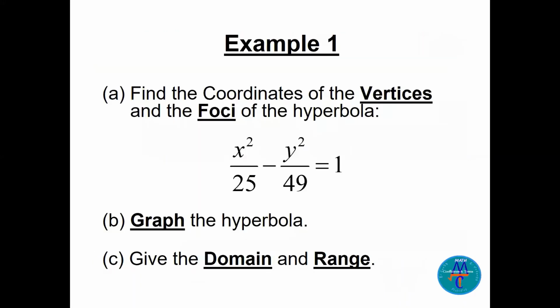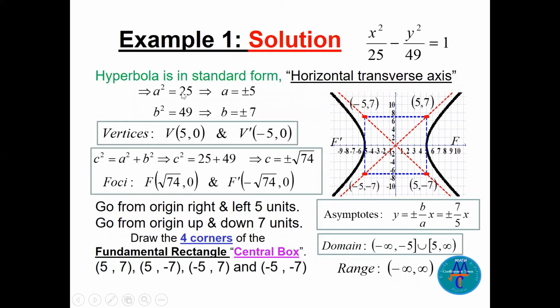Let's see a nice easy example first. Part A: find the coordinates of the vertices and the foci of the hyperbola x squared over 25 minus y squared over 49 is equal to 1. This equation is ready. The positive here is x squared, right? There's a negative here with the y squared. So the positive under the x will be a squared. So directly we take a squared 25, b squared 49.